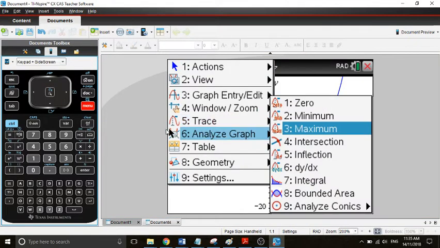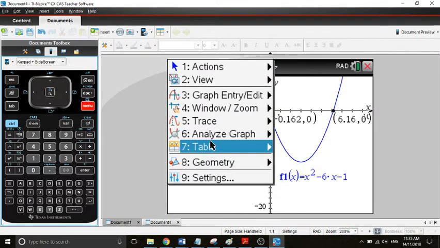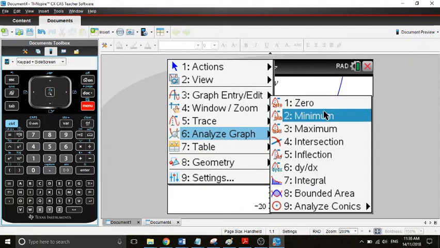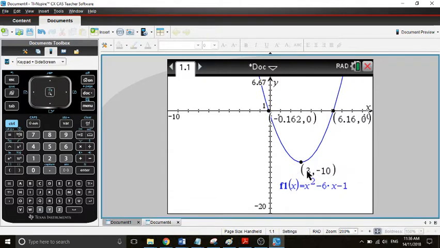And then the last one, we want our turning point. We can see that here our turning point is a minimum. So we want menu, analyze graph, minimum, and we're going from here to here. And we can see that our minimum happens at 3 and -10. So that's what we've got there.